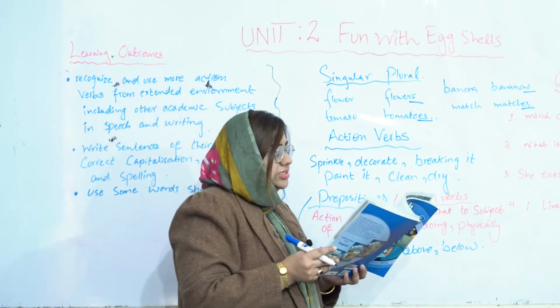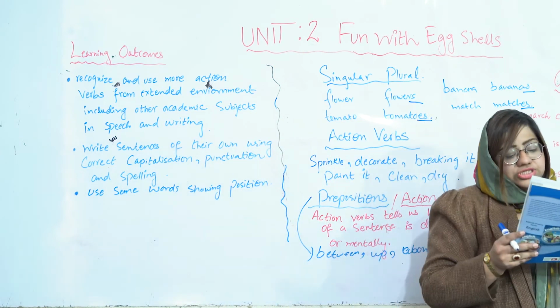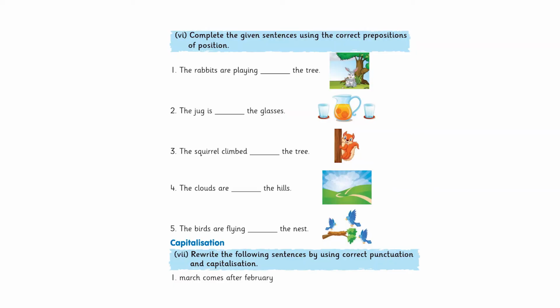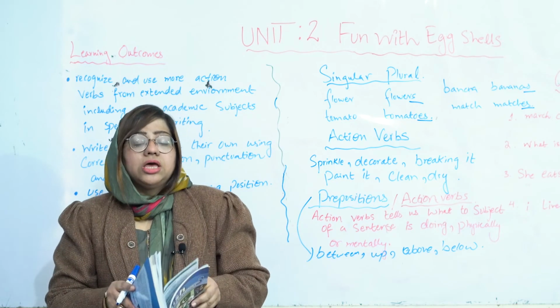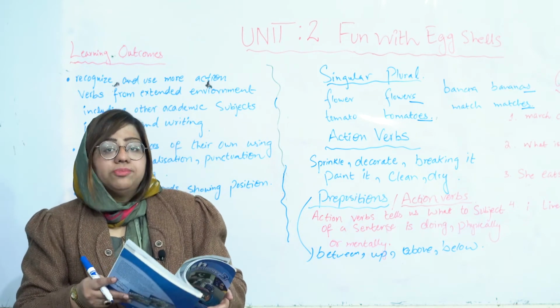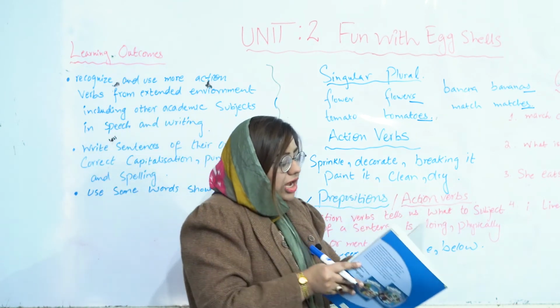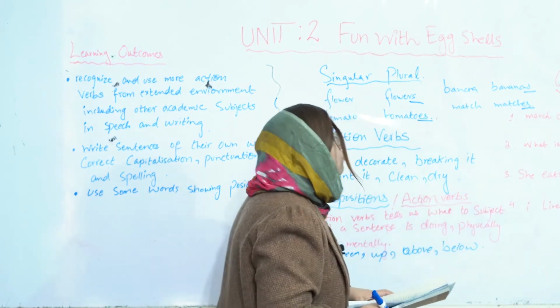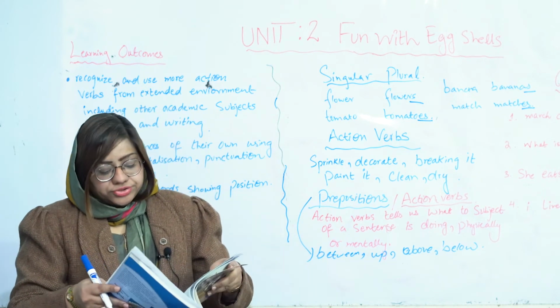The jug is dash the glasses. The jug is fill the glasses. Fill up the glasses. Yes. Next one, the squirrel climbed up the tree. Climb up. You need to write up. The clouds are above the hills. Above. You need to write above. The birds are flying over the nest. You need to write over. Now move on to the next.